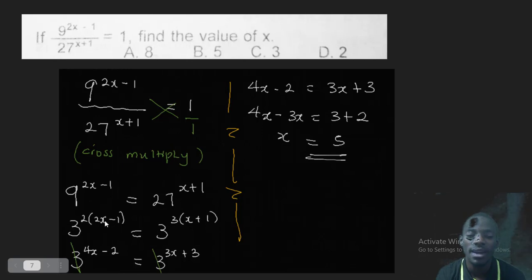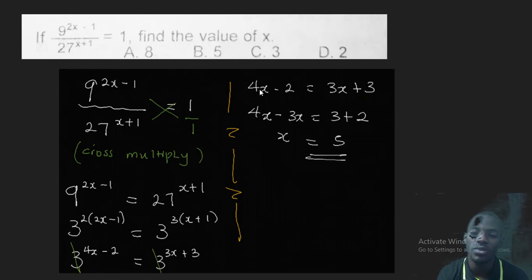Now, multiply into the bracket: 2 times 2x is 4x. 2 times 1 is 2. Equals 3 times x is 3x. 3 times 1 is 3. So cancel the 3 since they are the same base. And that's why I made it the same base, so that I can cut it out. So I have 4x minus 2 equals 3x plus 3.